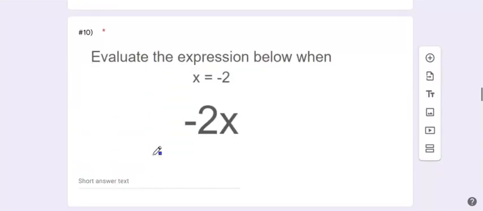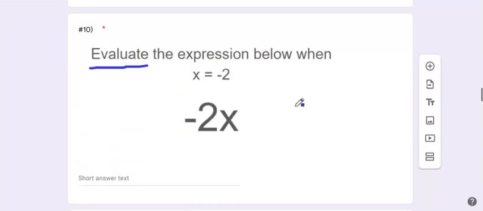Okay, number 10, when we evaluate, there are 3 steps, I would say. Set up, plug in, and evaluate by following order of operations. So the first step is to set up. To set up the problem, we're going to put parentheses wherever the variable is at. Okay, so here's my variable. I'm going to put parentheses right there instead. So let me write negative 2, and then next to it, instead of writing x, I'm going to put parentheses. Okay, that's step 1. I just set it up.